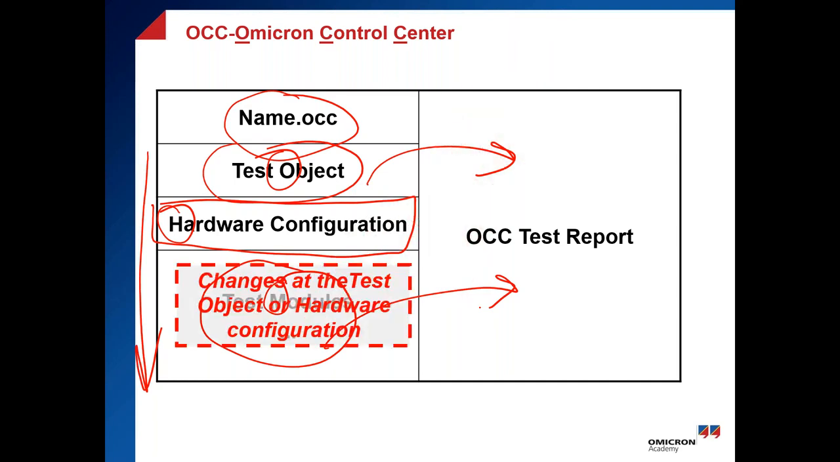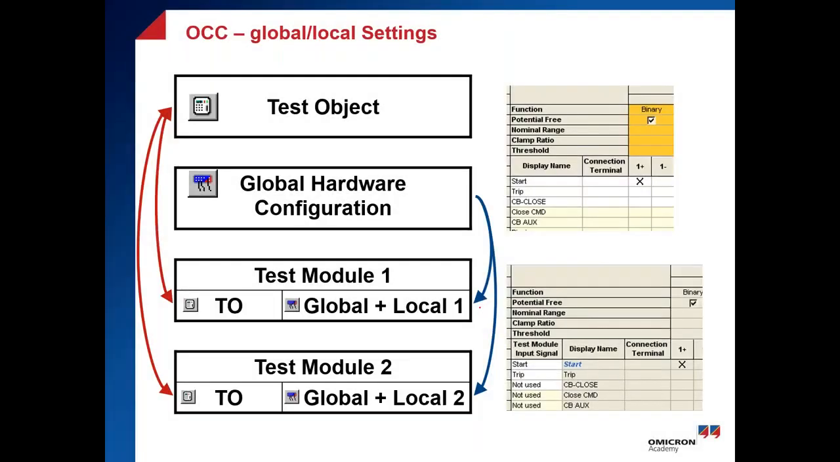Now, any change in the test object or the hardware configuration will be reported. If you would like to change, for example, any case or anything inside the hardware, it will be reported from the global hardware to the local hardware, or from the test object to the test object. This is what we will see in the next slide. So for example, if you have a ramping module or the pickup and you would like to change any settings in the global test object at the top of the OCC file, it will be automatically reported in the local test object. So it is linked together.